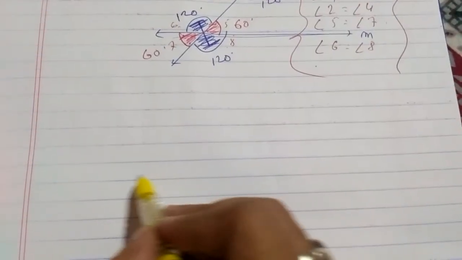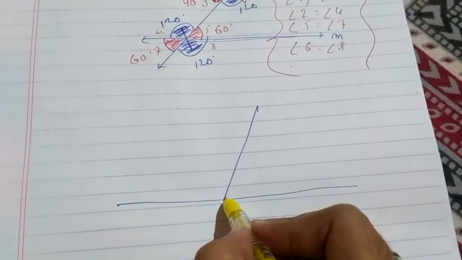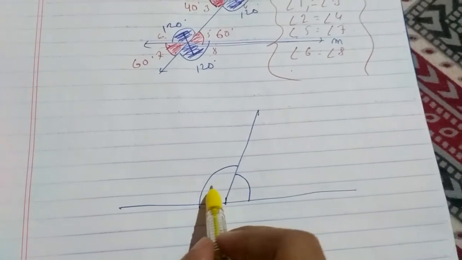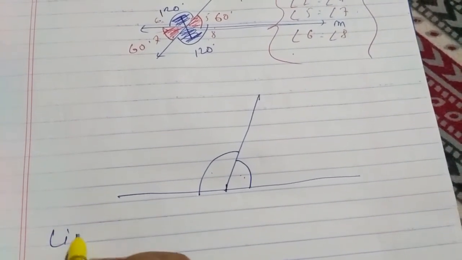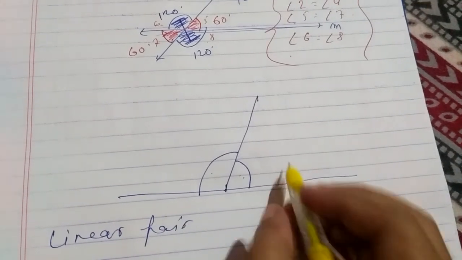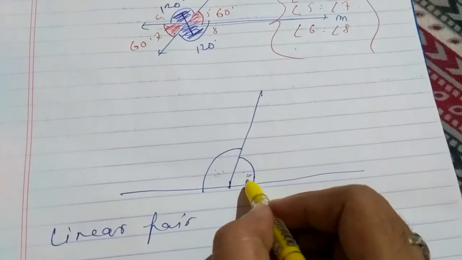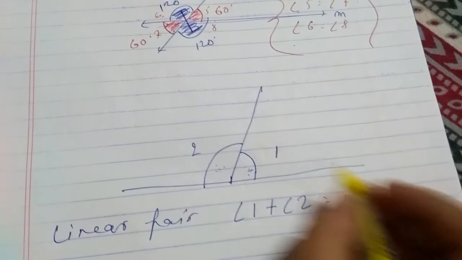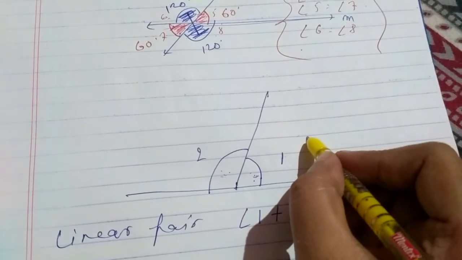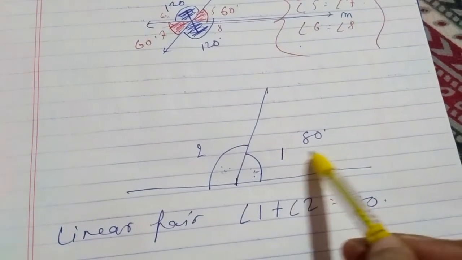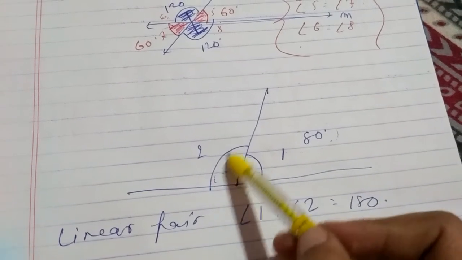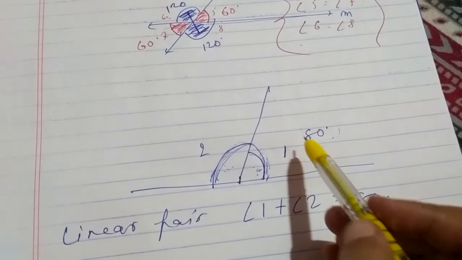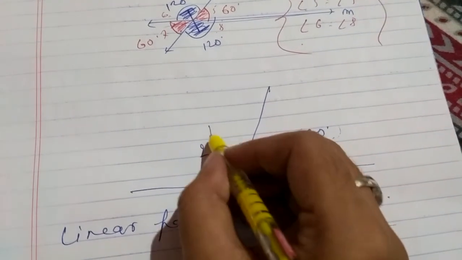And one more thing: suppose you have a straight line and one more line drops on this line, then it forms angles, and these angles are called a linear pair. The measurement of a linear pair is 180. Suppose angle 1 and angle 2, then angle 1 plus angle 2 equals 180. If someone gives you one angle as 80 degrees, you know the total is 180, because this makes a semicircle. So 180 minus 80 is 100, so this should be 100.